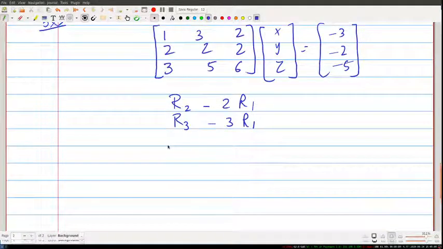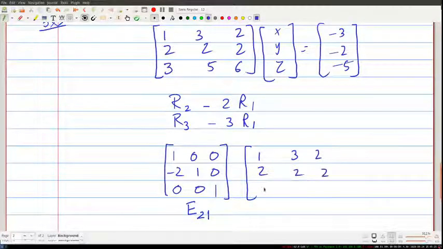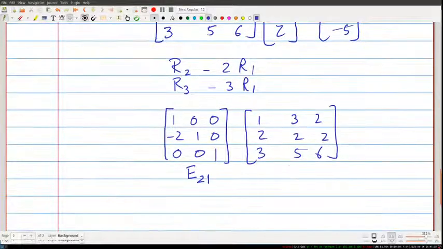So the first elimination matrix that we're going to multiply by is 1 0 0, minus 2 1 0, minus 3 0 1. So that's, oops, let's not build one elimination matrix. Let's preserve the third row in the first case. So this is E, I'm going to call it E21, and this will be multiplied by 1 3 2, 2 2 2 and 3 5 6. So that's my matrix A.